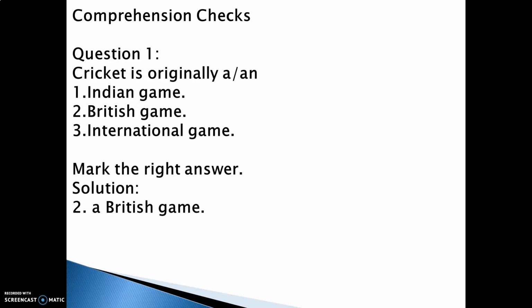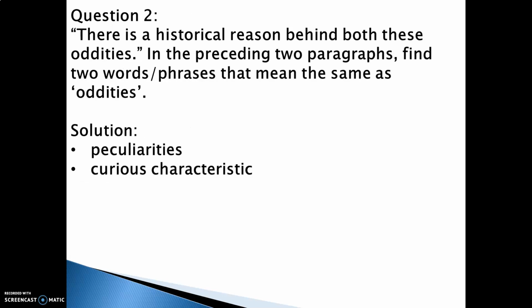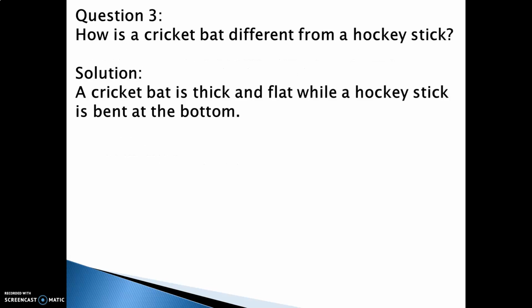Now, comprehension check. Question number 1. Indian cricket is originally a British game. Second option, a British game. Question number 2. There is a historical reason behind both these additives. In the preceding two paragraphs, find two words or phrases that mean the same as additives. One is peculiarities, another one is curious characteristics.